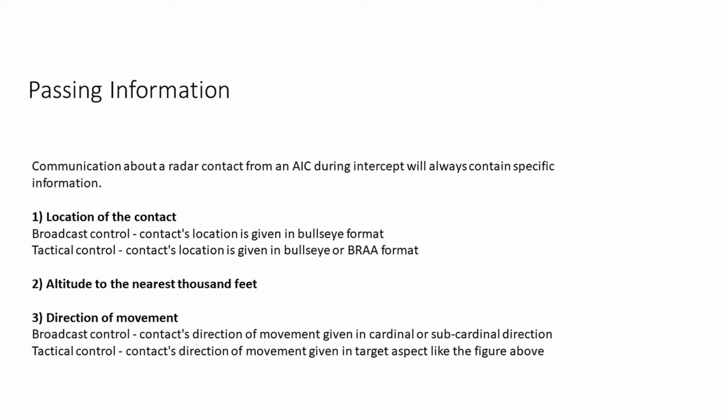So any information passed from a controller during an intercept is going to contain at least three things: the location of the contact, the altitude, and the direction of movement. What's really going to change is what that information is relative to. So the information is either going to be relative to the bullseye or relative to the fighter group that's being controlled.